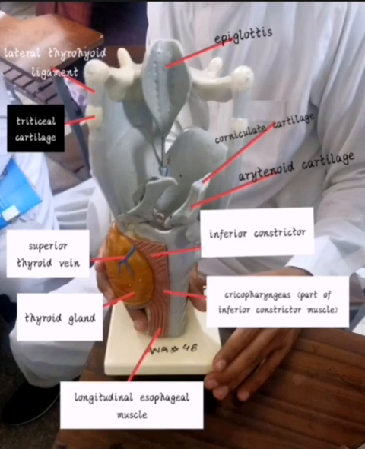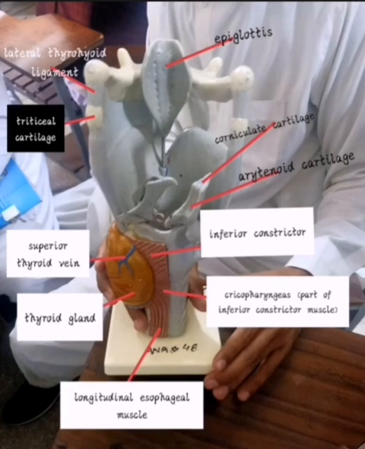Today we're going to learn about the posterior aspect and the lateral aspect of the larynx. We had discussed the anterior aspect in the previous video. So let's begin with that. The first thing, a leaf-like structure, is the epiglottis. And then this bone is the hyoid bone.